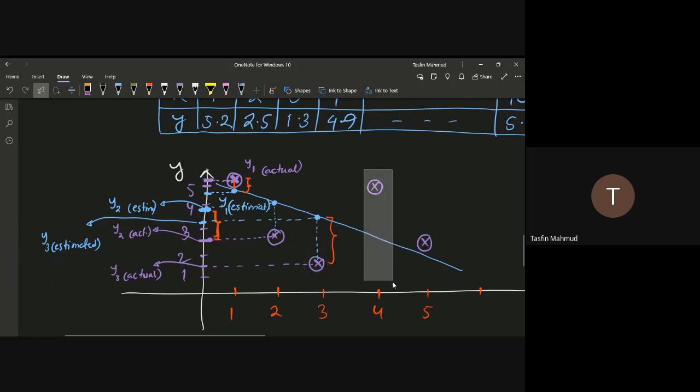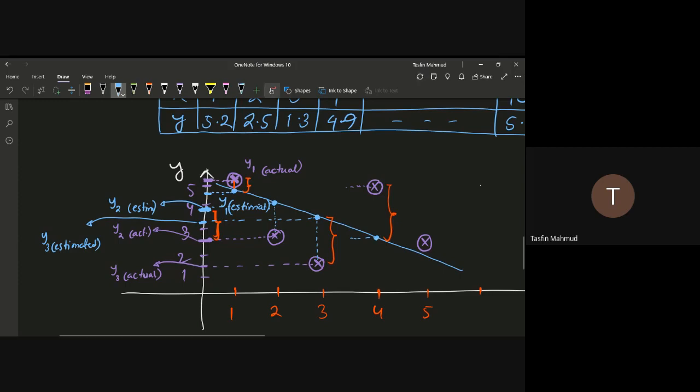So for the fourth data point, the actual y value will be this, and for the estimated y value it would be this. So the error would be the difference. So the error would be this thing, the difference of their y values, right? So it would be the error.